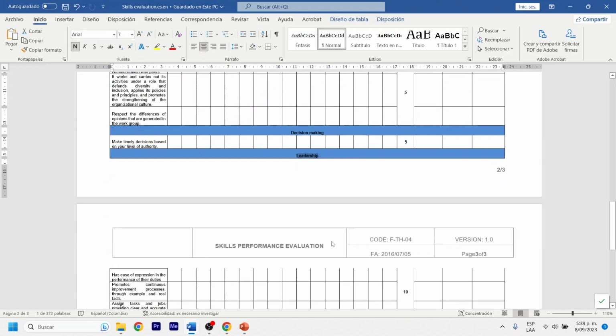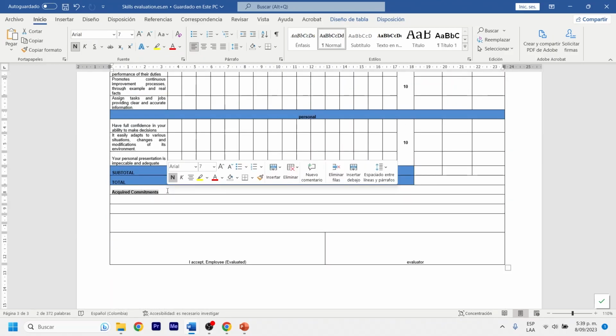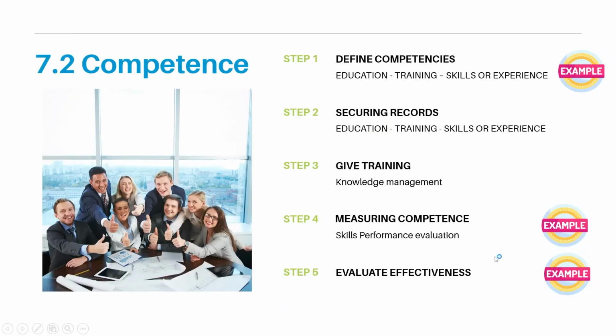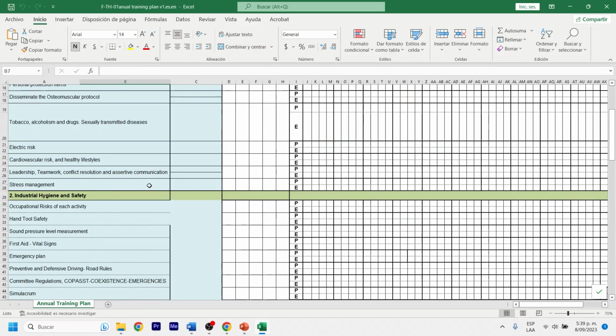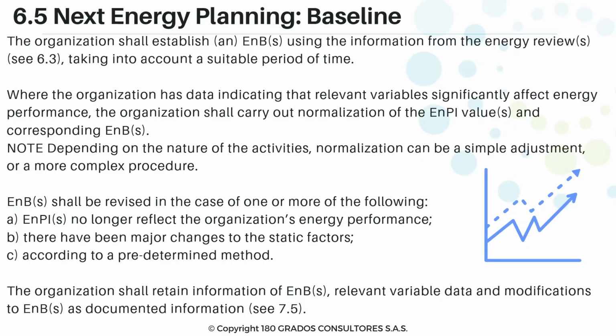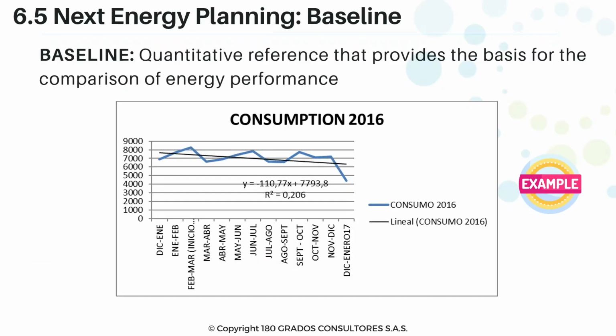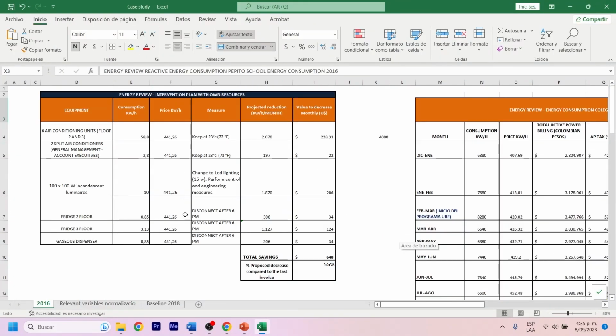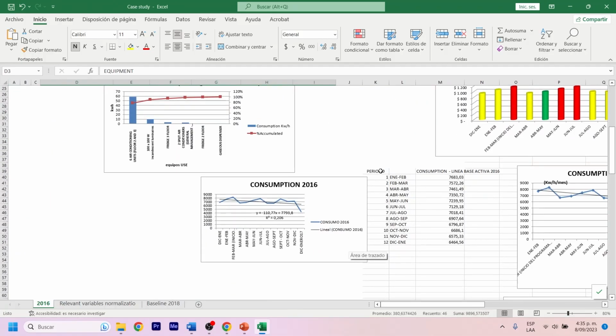In this course, we will provide you the tools and documents that you can use in the implementation and audit process. We will discuss the most common nonconformities in energy efficiency and provide practical exercises and examples that help you understand how to apply the requirements of this standard.